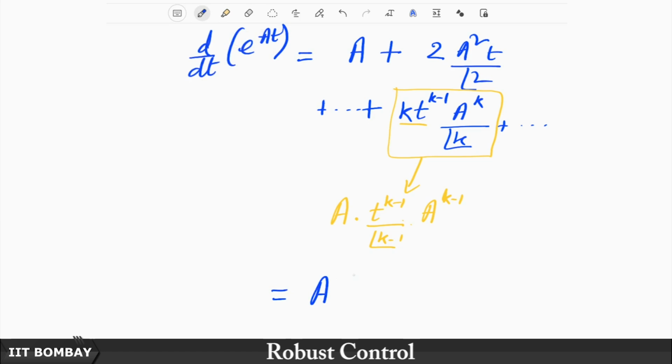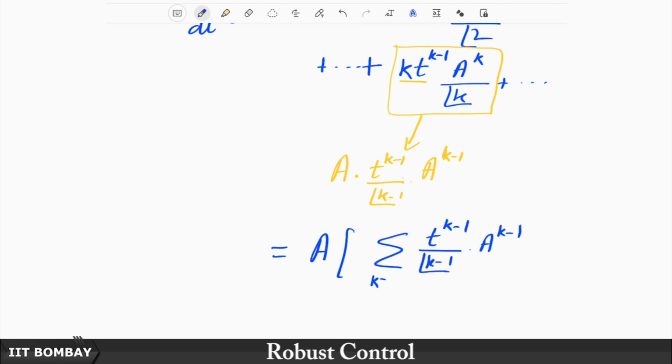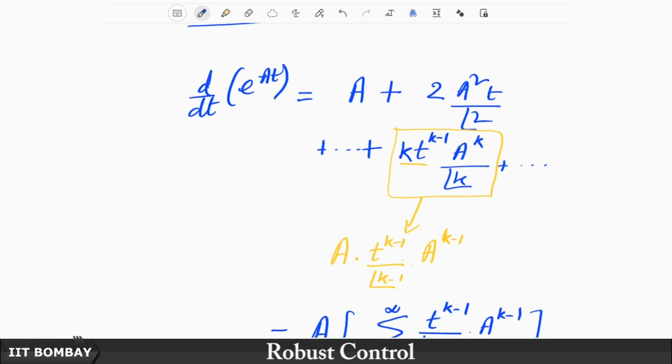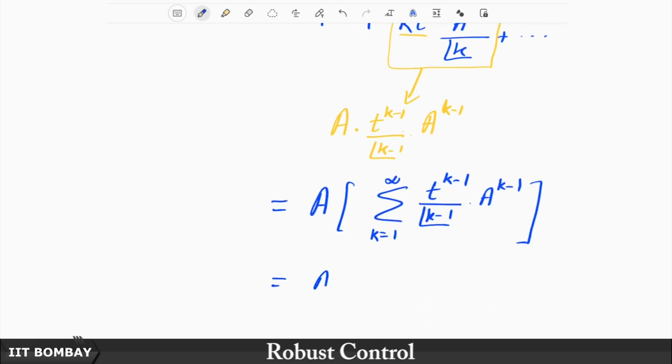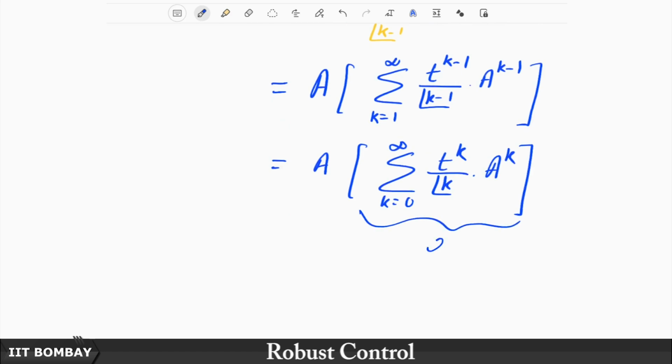So, now having seen that this can be written in this fashion, we can take this A common out, and then this is nothing but a summation of t to the k minus 1 by factorial k minus 1 A to the k minus 1, where k runs from 1 through infinity, right. Because remember, what is this term? If you look at the first term here, it is t to the power 0. So, that means k minus 1 is 0, which means k is equal to 1. But this we can easily then write as, by shifting this index, k equal to 0 to infinity t to the power k upon factorial k times A to the power k, right. But this is nothing but what we have defined to be our e to the At.